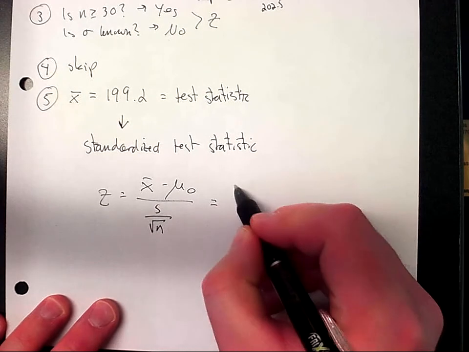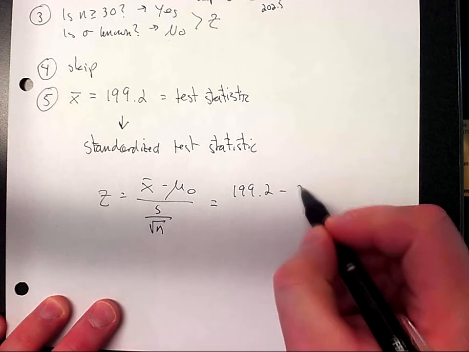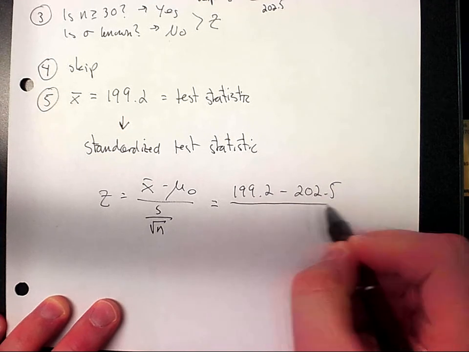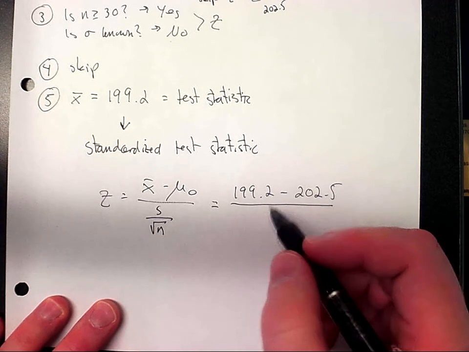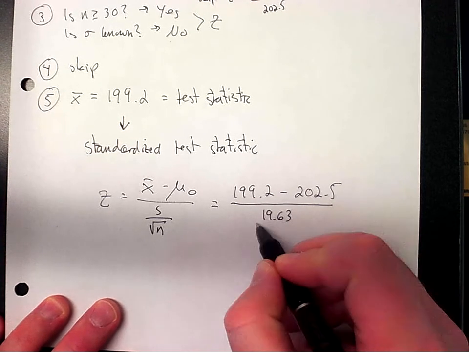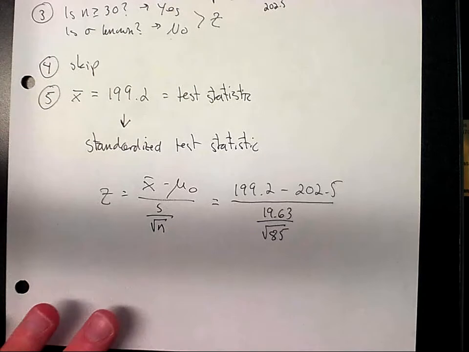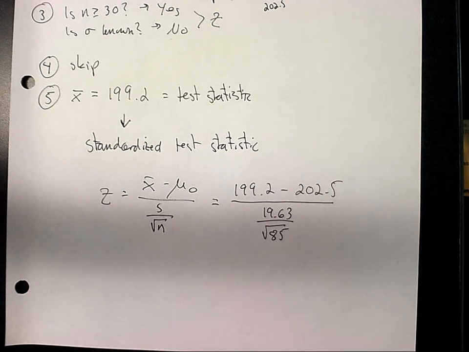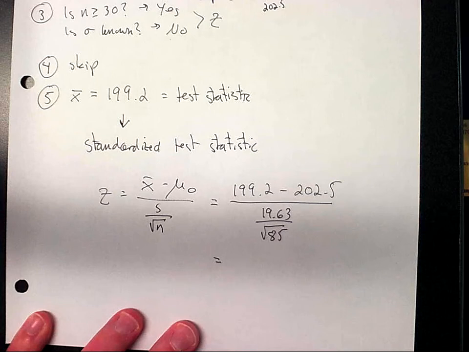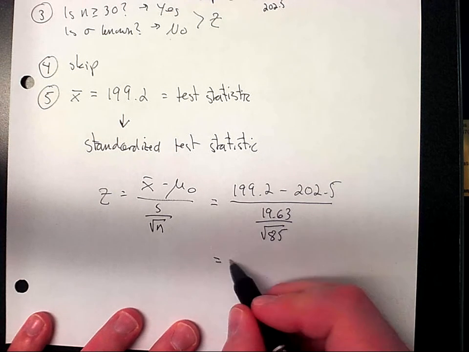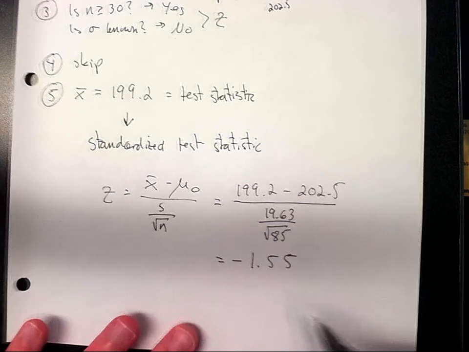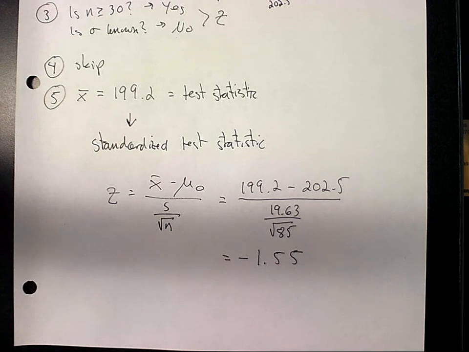All right, so let's plug stuff in here. We now have 199.2 minus 202.5, divided by S, and S is 19.63. And our sample size, we said, was 85. Everybody good with what I'm doing up here with those values? All right, if we do this arithmetic, we end up with negative 1.55. That's the z-score for our dart. That's our test statistic, right?